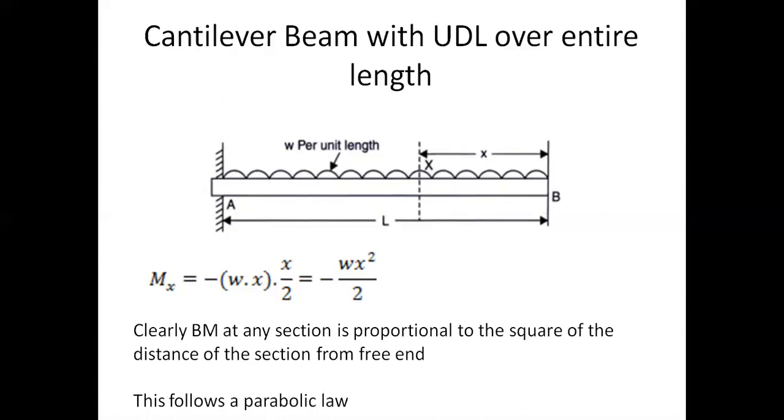Therefore, whenever we draw a bending moment diagram for a cantilever beam with UDL over the entire length or any length, we have to see that the bending moment diagram is in parabolic shape. From one point to the other, when the span is there, we have to draw the bending moment in a parabolic line. Why a parabolic line? Because it is proportional to the square of the distance of the section from the free end. Y equal to cx square is the law of a parabola.